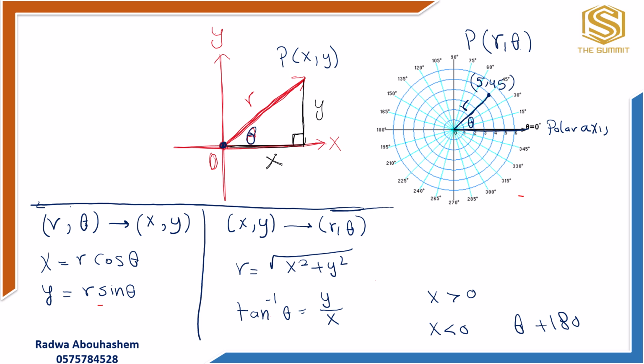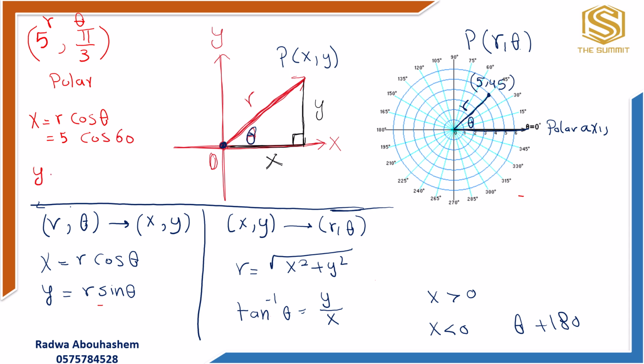Now I have 5 and pi over 3. Now, this one is polar or Cartesian? Of course, this one is polar, r and theta. And I need to convert it to Cartesian. So x equals r cosine theta. R is 5. And theta, pi over 3, means 180 over 3, which is 60. So it's cosine 60.